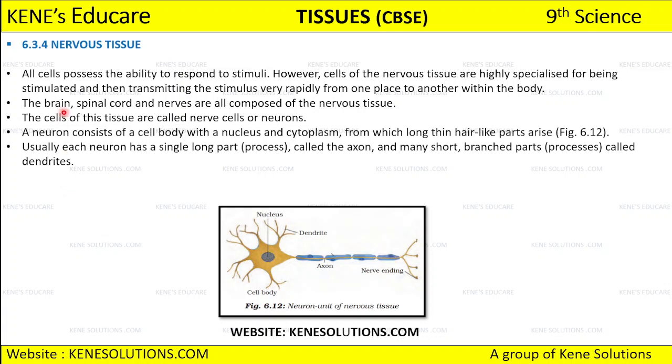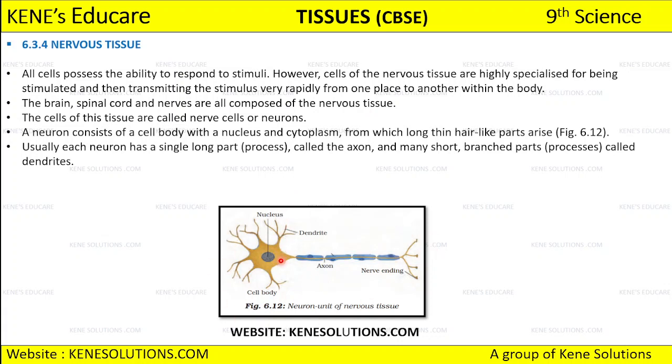Okay, so the brain, spinal cord and nerves are all composed of the nervous tissue. Now nervous tissue is an important part which you should know about. Okay, so this is the diagram of the neuron which has been given.